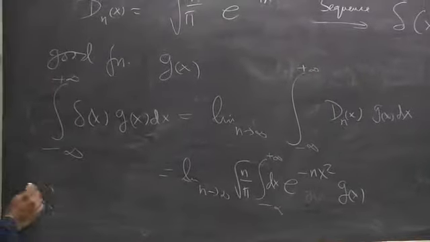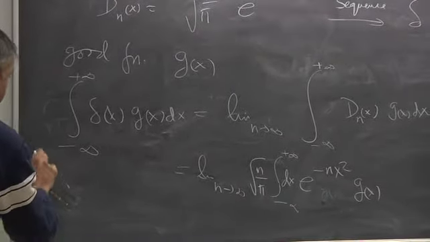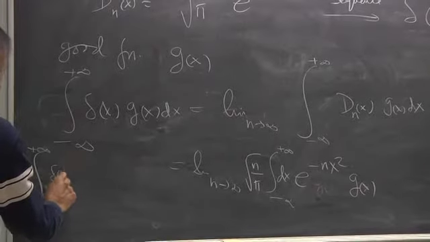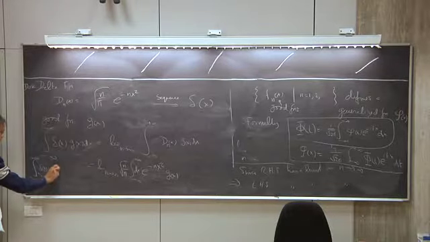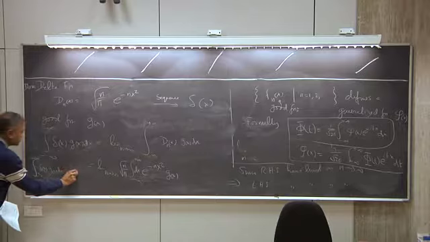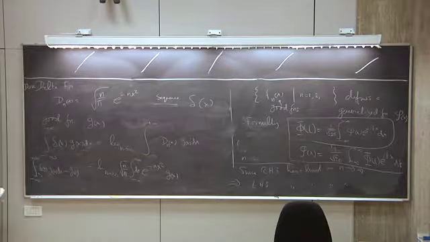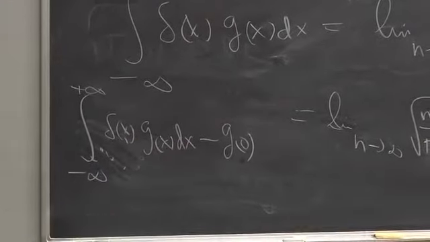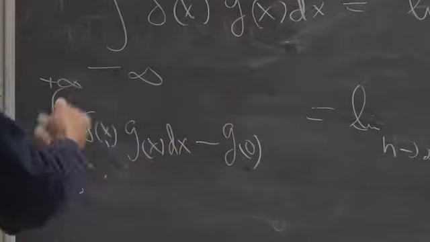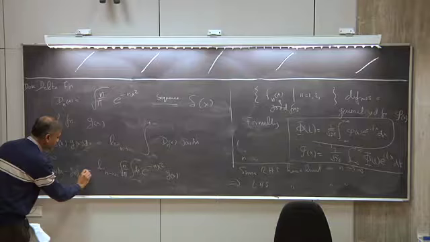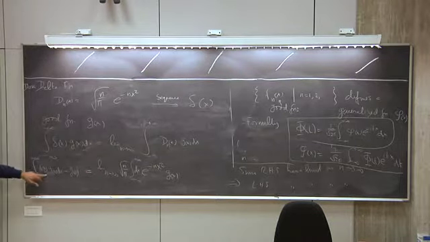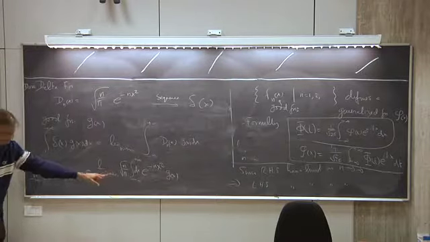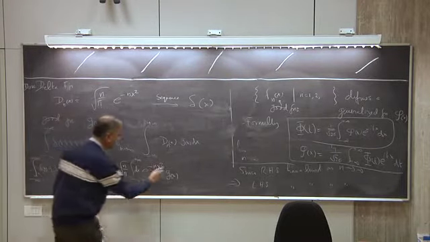So let us do the following. Let's take the difference between these two: the integral of delta(x) g(x) dx minus g(0). You expect this to be equal to that, so let us see the difference. What we will show is that this difference is 0. Well, that difference is equal to, okay, what I've written down is the first term. The second term, I can write it like this.